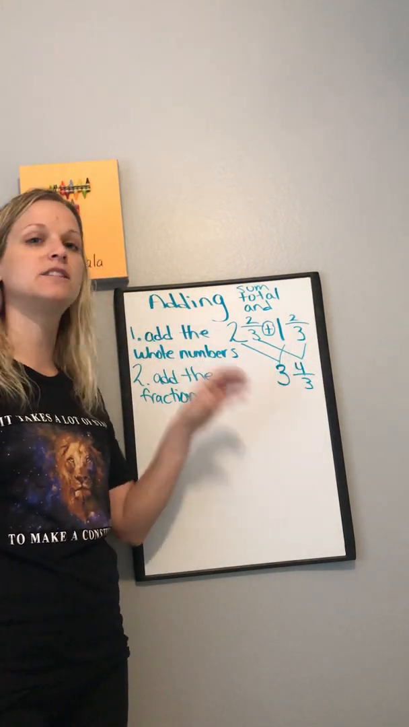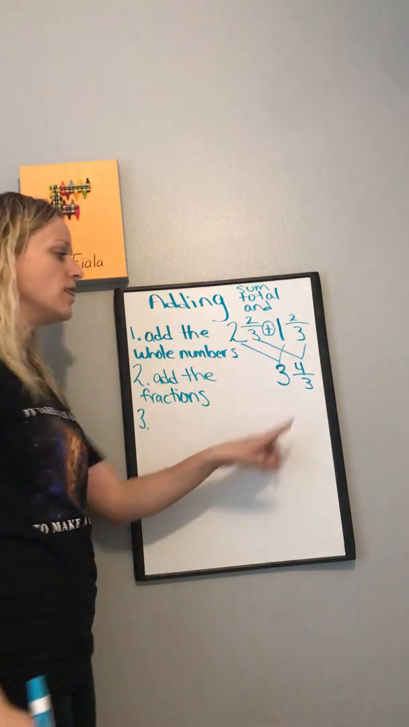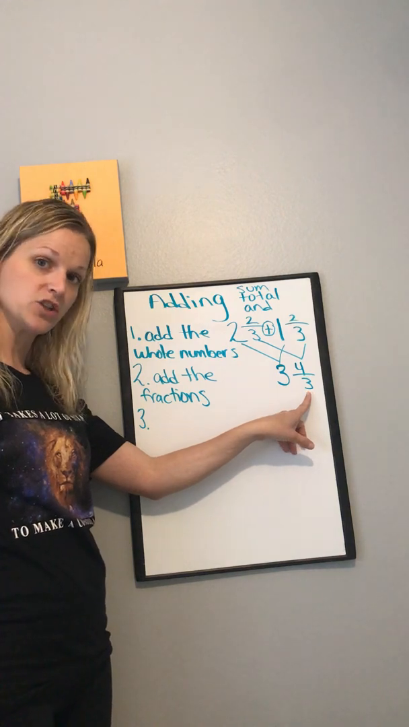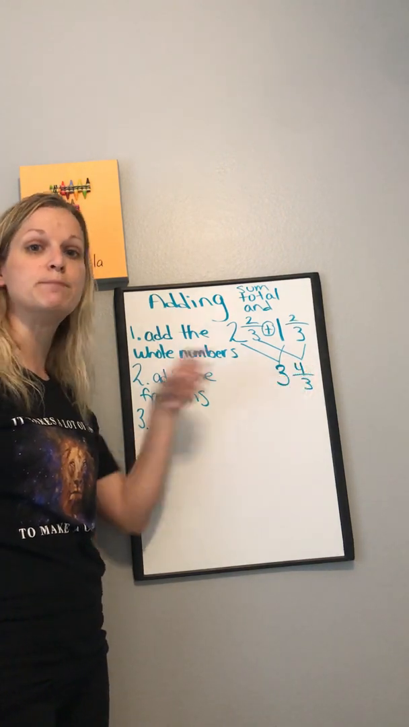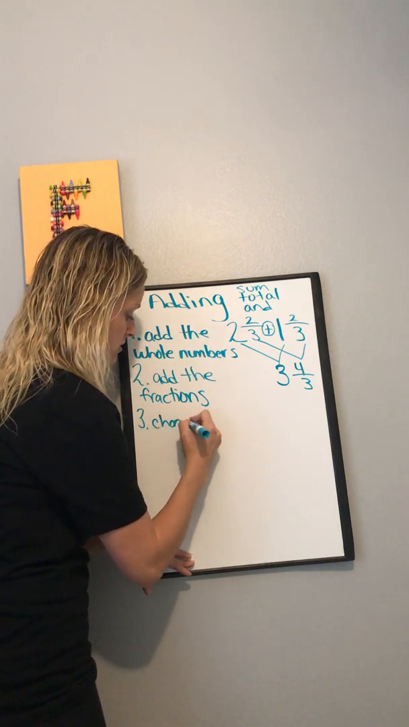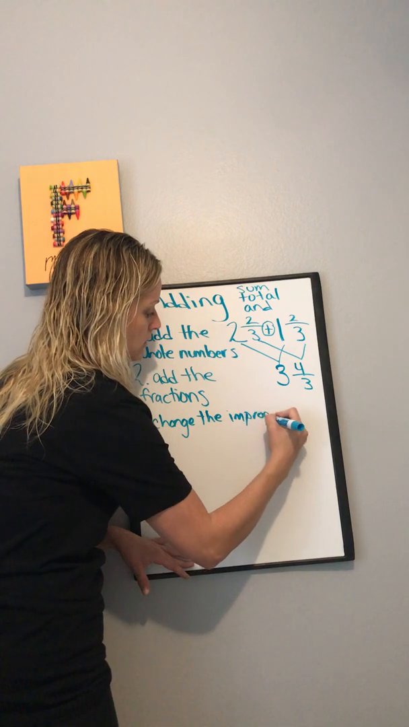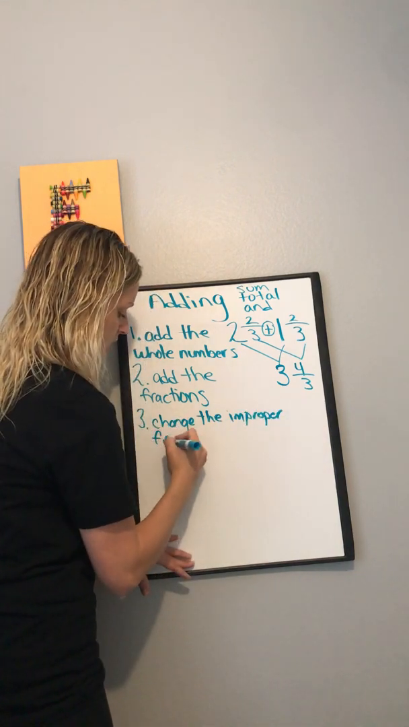Now, I cannot leave my answer like this, so we have a step number 3. This is called an improper fraction, where the top number, the numerator, is bigger than the bottom number. So we need to change the improper fraction to a mixed number.